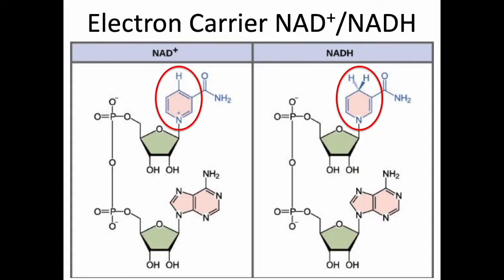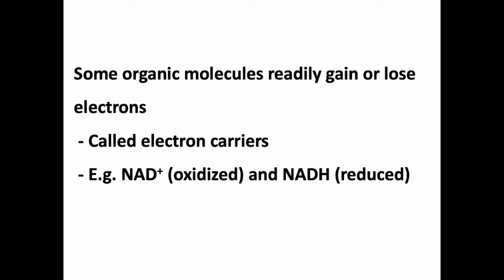We're going to see a couple of these in the next chapter. Just want you to be familiar with this concept. These things called electron carriers. To use our terminology, NAD plus is the oxidized form, NADH is the reduced form. Empty, fully loaded. They're going to go back and forth, shuttle their electrons around.